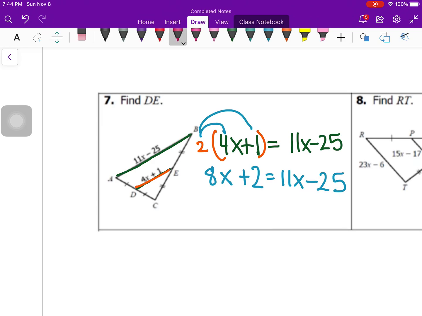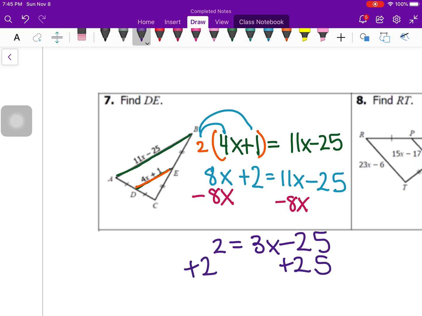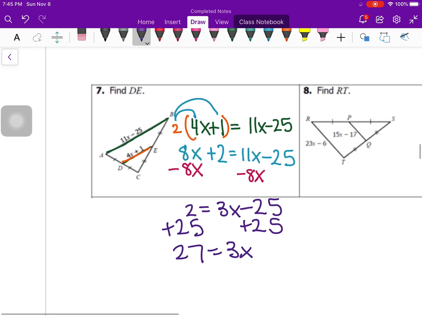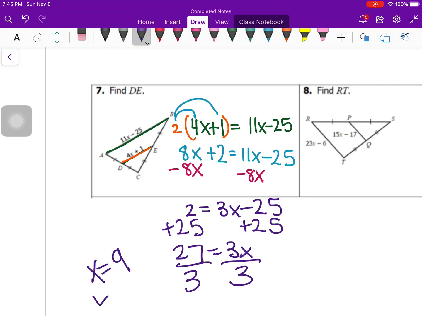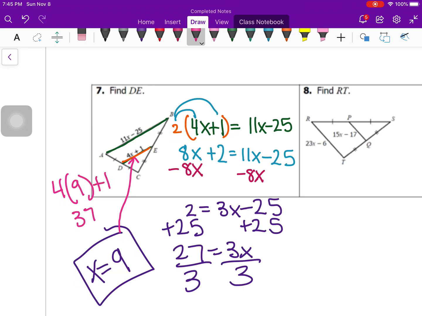Now we can solve for x. I'm going to subtract 8x on both sides. I'm going to get 2 equals 3x minus 25. Then I'm going to add 25 on both sides. You're going to get 27 equals 3x. Now we're just going to divide by 3, and we get x equals 9. But it wants us to find the length of DE, so we're going to plug x equals 9 back in. You're going to get 4 times 9 plus 1, which is 37 units.